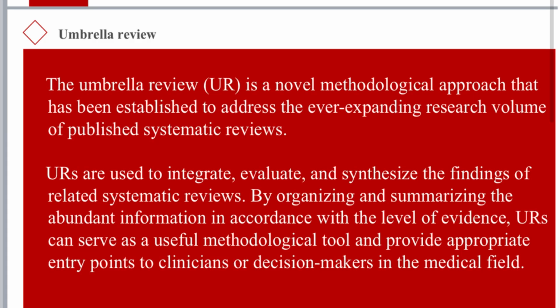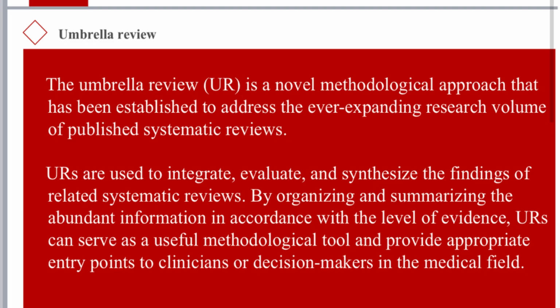Umbrella review is a novel methodological approach that has been established to address the ever-expanding research volume of published systematic reviews. They integrate, evaluate, and synthesize findings related to systematic reviews by organizing and summarizing the abundant information in accordance with the level of evidence. It serves as a useful methodological tool and provides appropriate entry points to clinicians or decision makers in medical fields.